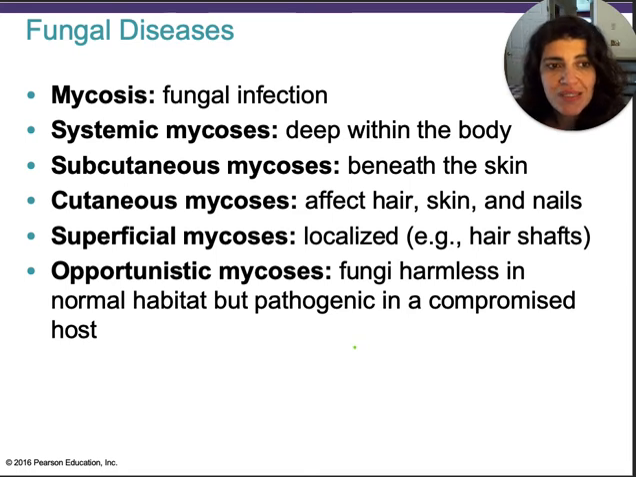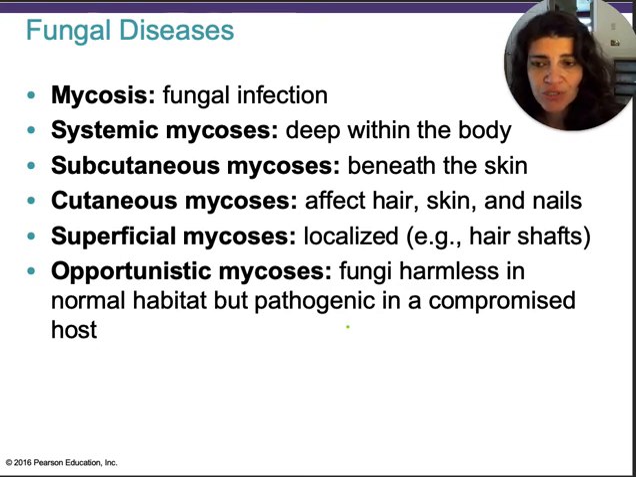And opportunistic mycoses are fungi that are usually harmless and you can find them in your body, for example, candida. But one day, if your immune system is disequilibrated or your microbiota is not really functioning properly, they can overgrow and cause infection. Okay?